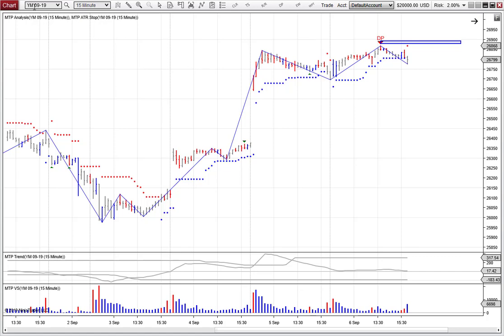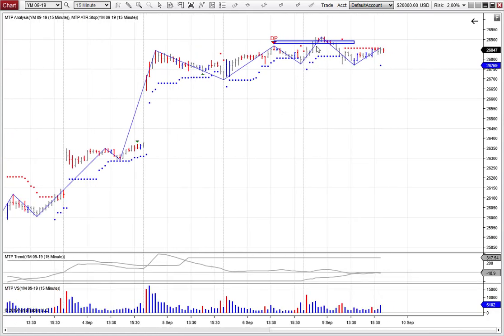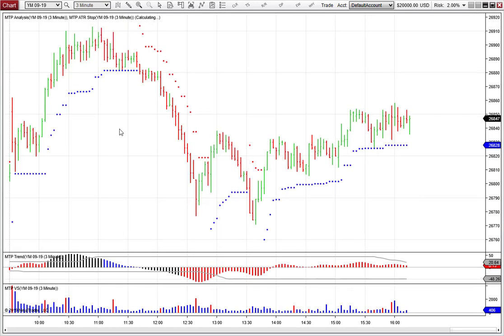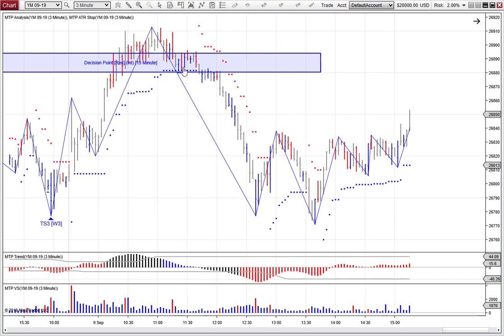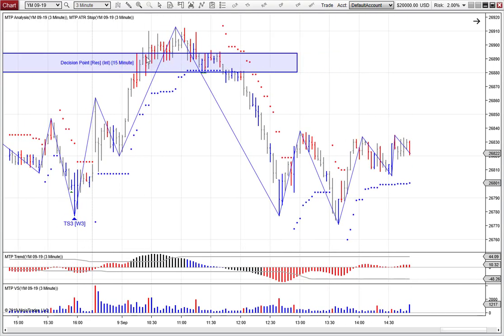So let's see on this YM chart what the market did after we had that 15-minute DP on. You can see it actually went through it, wiggled around a bit, then came back down. But it didn't make a clear reversal right at that DP level, because if we go down to our 3-minute chart, you can see here's our 15-minute resistance, and you see the market went through it, it went down it. In other words, it wasn't really clear what it was doing.